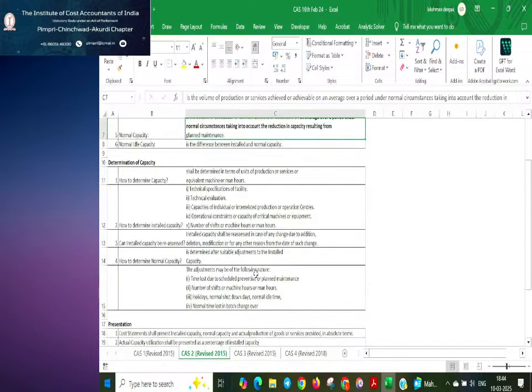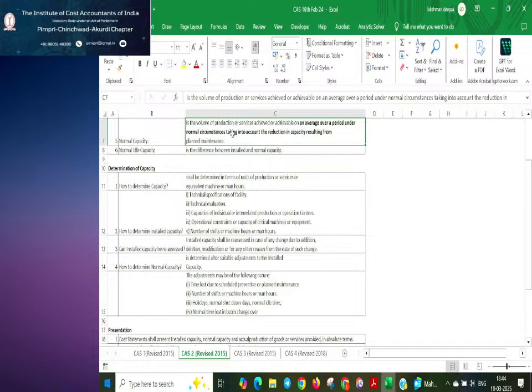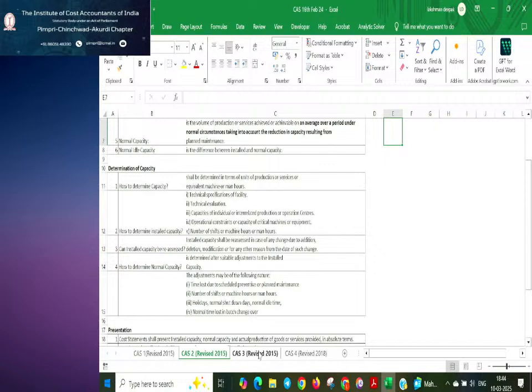If we look at normal capacity, it is nothing but the volume of production or services achieved or achievable on an average over a period of time under normal circumstances, taking into account the reduction in capacity resulting from planned maintenance. Last time we did problems on capacity utilization, wherein we have done problems on normal capacity too. Maybe we will once again visit those problems and write down the formulas here so that it becomes easier.